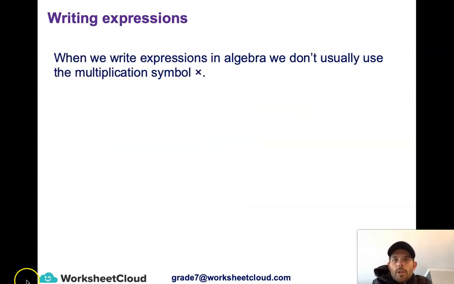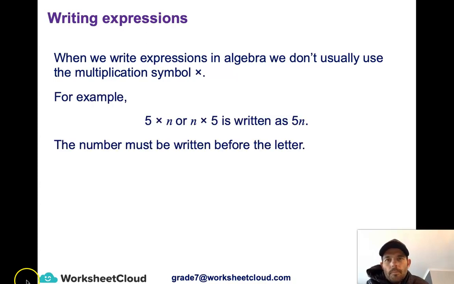When we write expressions in algebra, we don't usually use the multiplication symbol. For example, 5 multiplied by n or n multiplied by 5 is written as 5n. I would suggest and encourage you to always write the number before the letter. Okay?